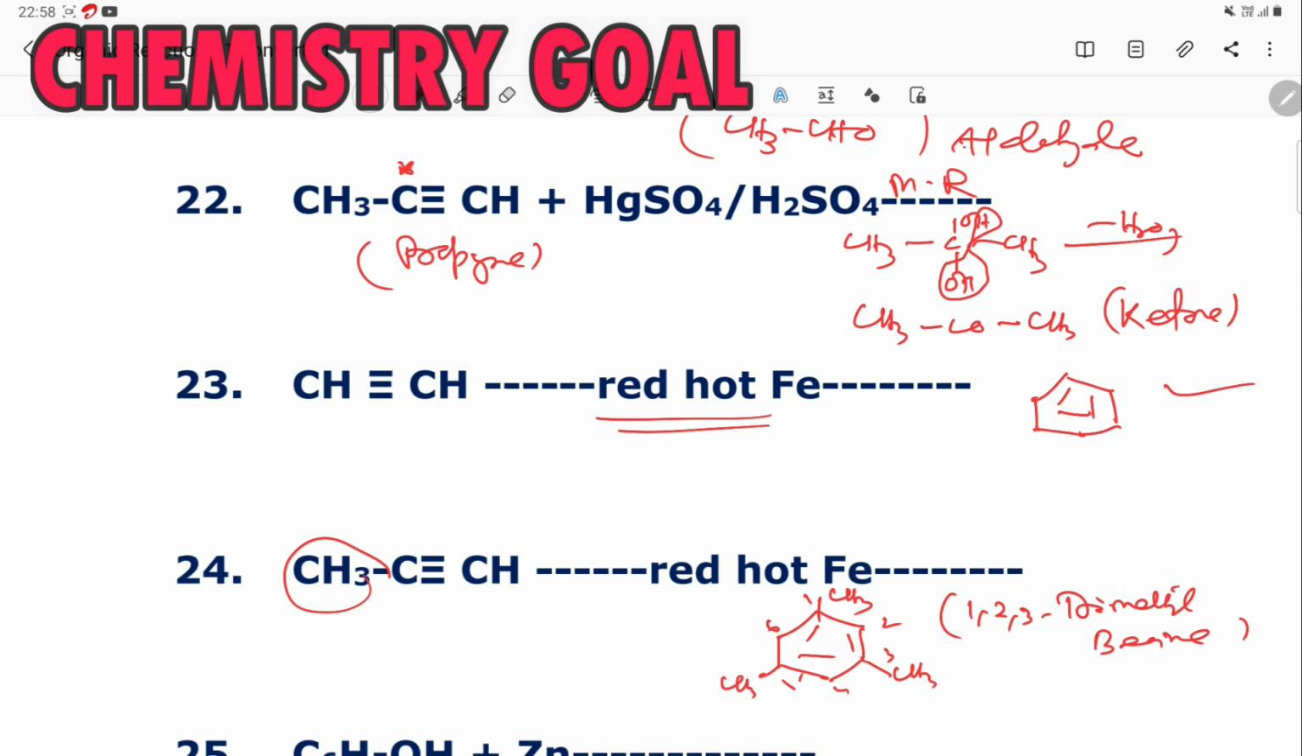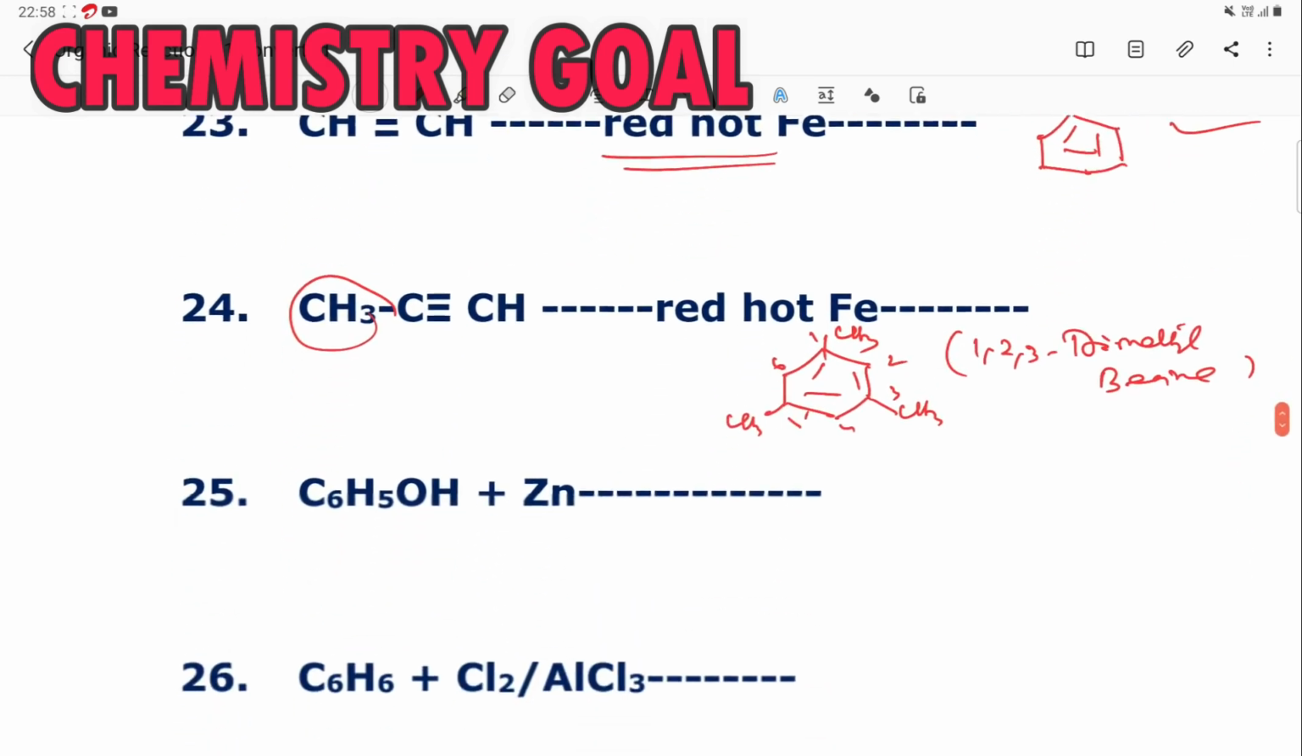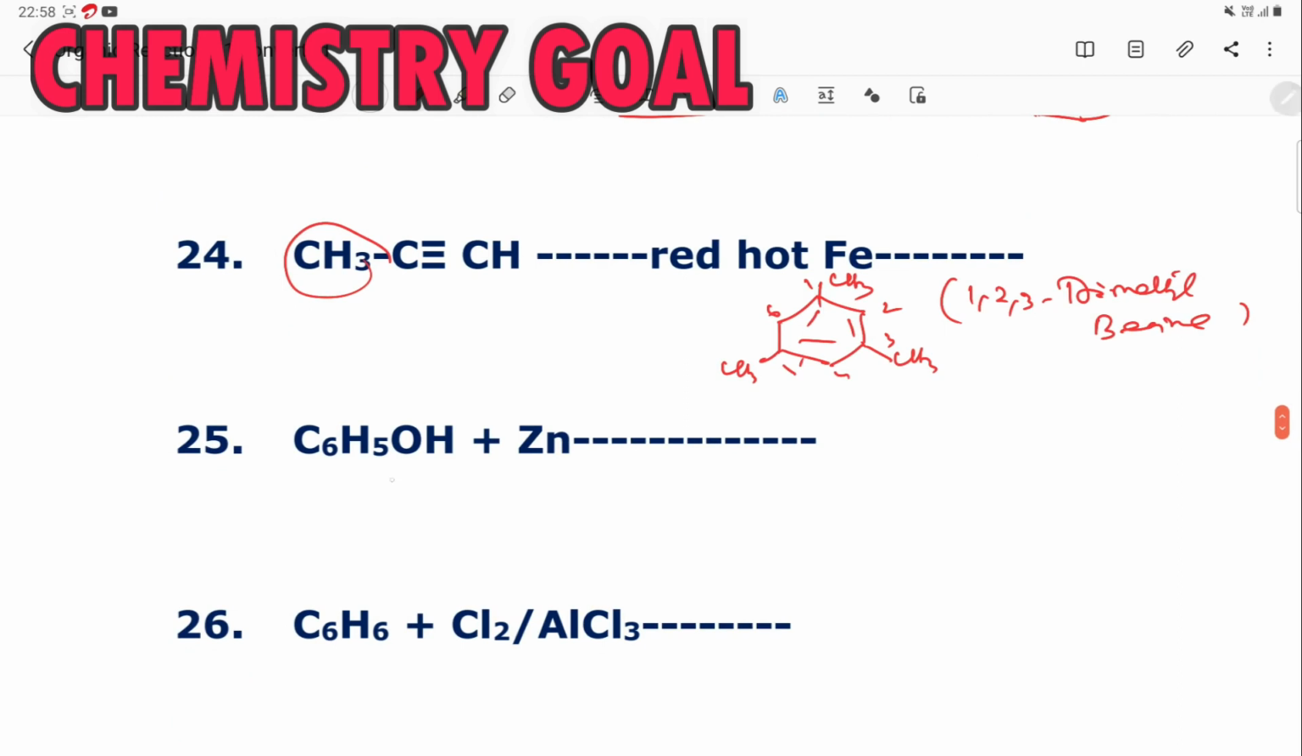1,2,3-trimethylbenzene will be formed as the polymerization product, as propyne undergoes polymerization forming 1,2,3-trimethylbenzene. Then when phenol is heated in the presence of zinc, it undergoes reduction with loss of oxygen, forming zinc oxide and benzene. The main organic product is benzene.